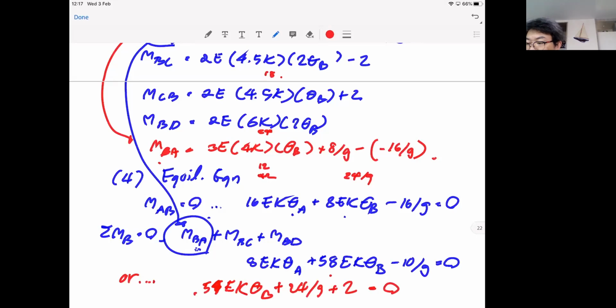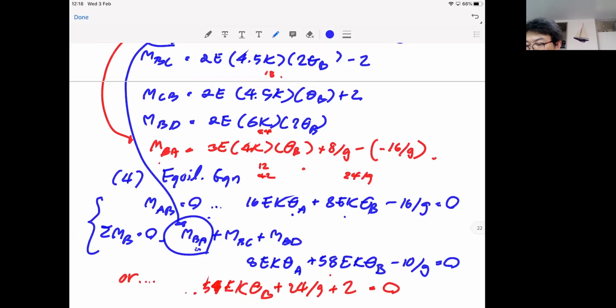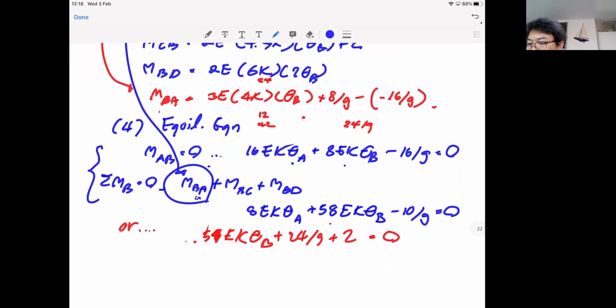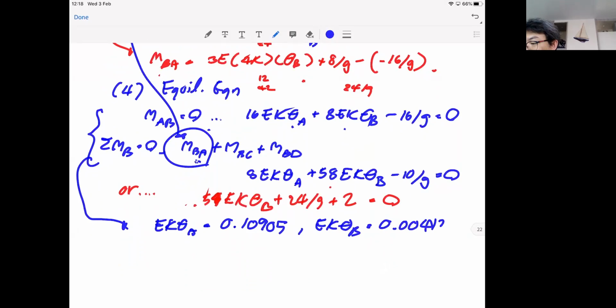Just one equation. If you use the modification, you have only one equation. And then you solve, you get zeta B. But if you refuse to do it, you need to solve two equations, which is this and this. In the end, if you solve two equations, you get EK zeta A equal to 0.10905, and then EK zeta B is equal to 0.00412.